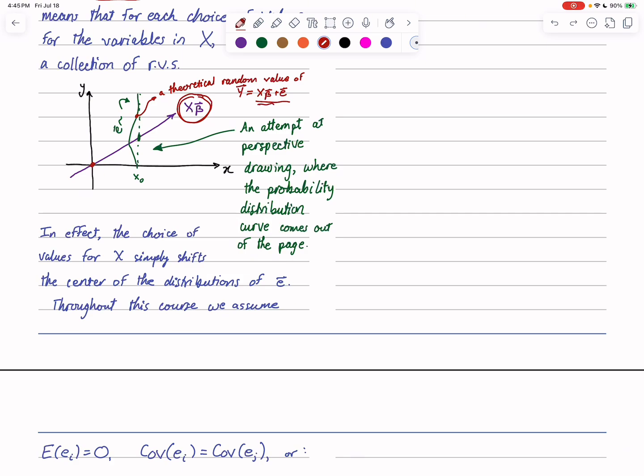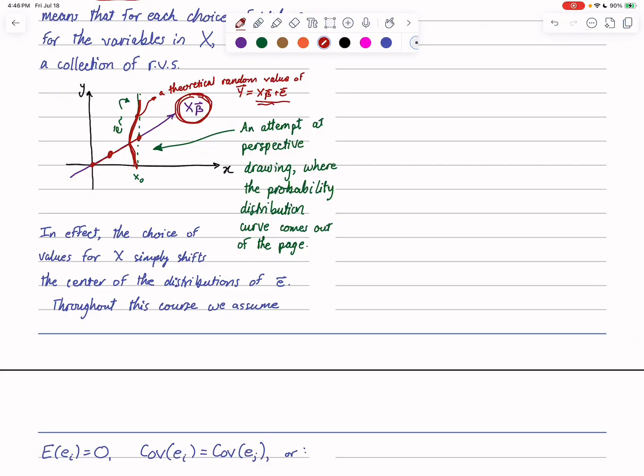And so what I'm trying to do is represent this probability distribution as coming up out of the page. So x and y, those are axes that are inside the page, and you can move around. This matrix X beta, depending on the values of x, can send you to some point in the xy plane, but that's inside the page. And once you get to that point, there's a probability distribution there coming out of the page. And you can do that at every single point.